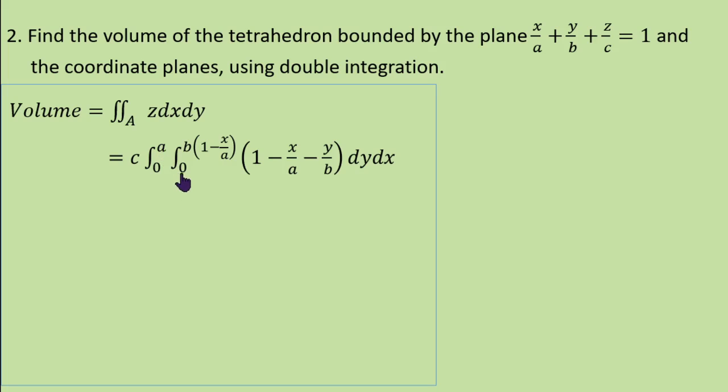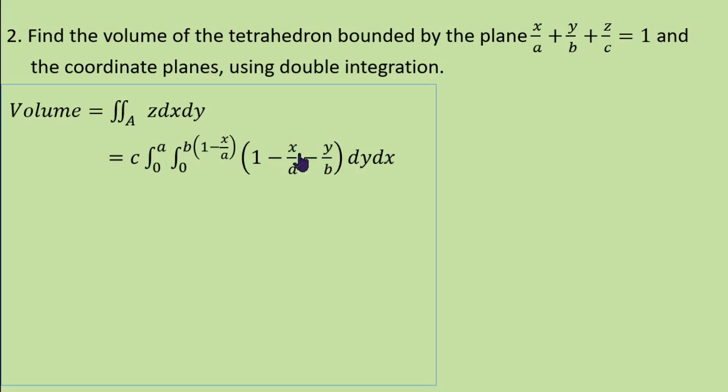For each x, y varies from 0 to b into 1 minus x by a, because when z is 0, in the xy plane, y by b is 1 minus x by a. Therefore, y is b into 1 minus x by a. For each x and y, z by c is 1 minus x by a minus y by b. Therefore, z is c into 1 minus x by a minus y by b.